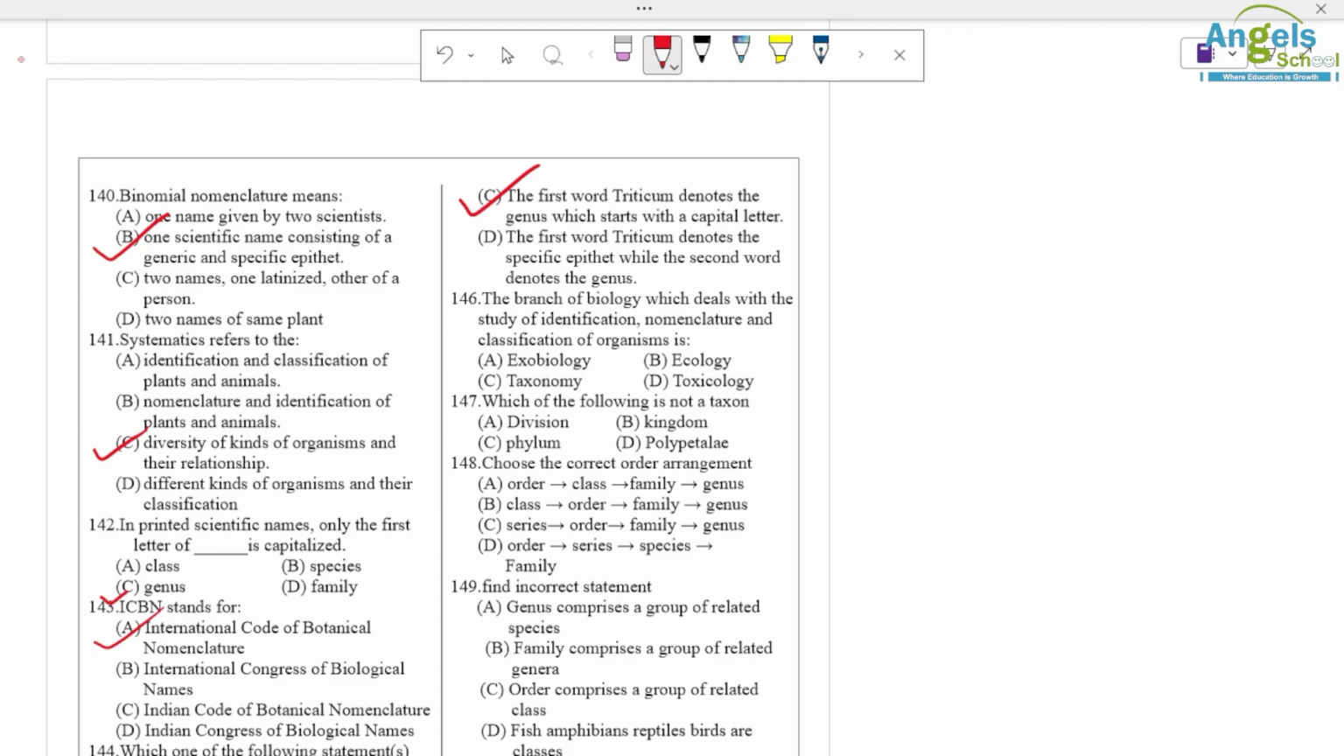The branch of biology which deals with the study of identification, nomenclature and classification of organisms is known as taxonomy. Which of the following is not a taxon? Division, kingdom and phylum are taxa, but polypetalous is a flower condition. Choose the correct order of arrangement. So B is correct: class, order, family and genus.